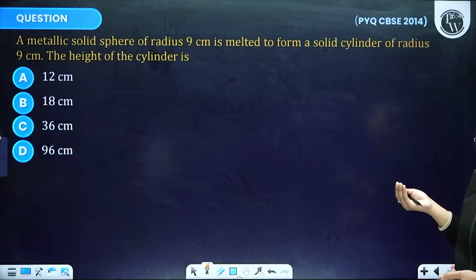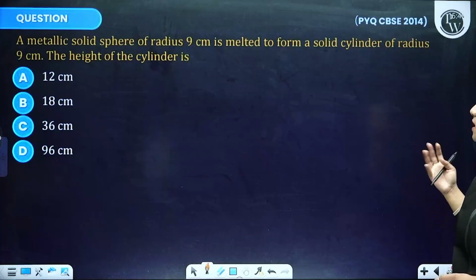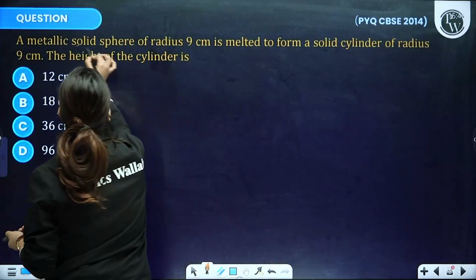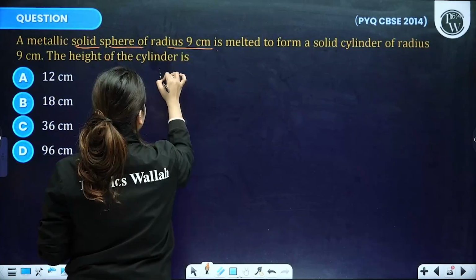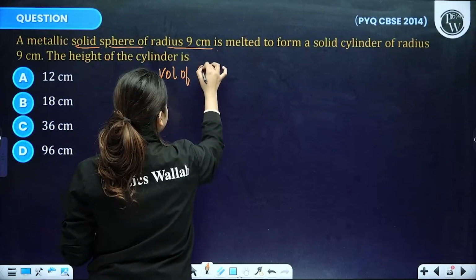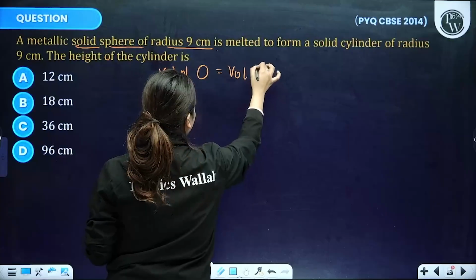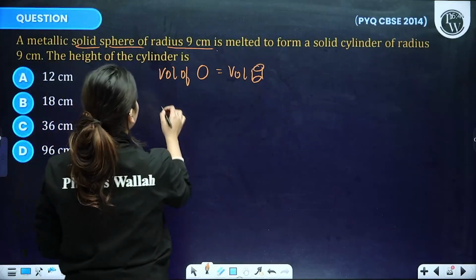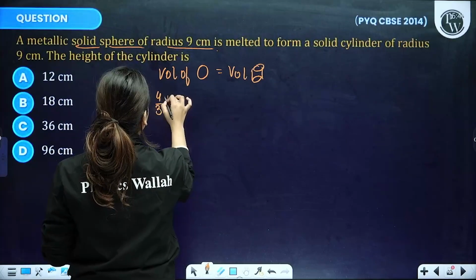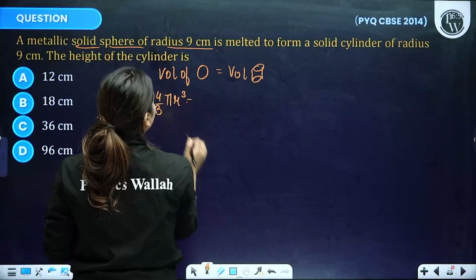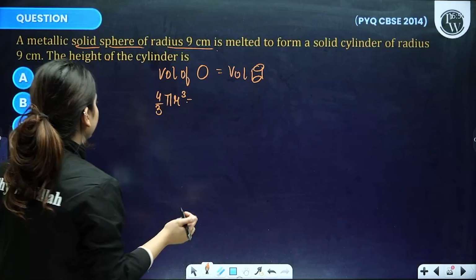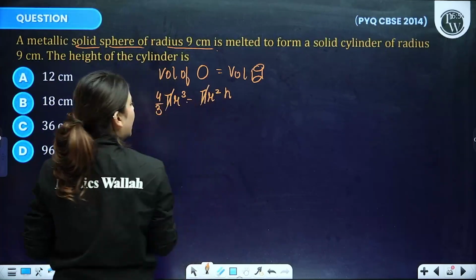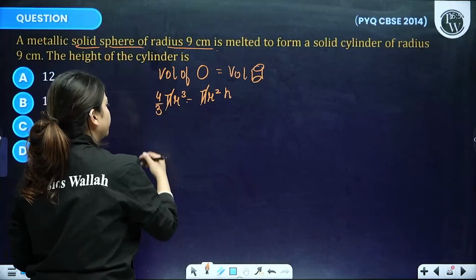A metallic solid sphere of radius 9 centimeter is melted to form a solid cylinder of radius 9. Find the height of the cylinder. So it's a metallic solid sphere, radius 9. We know that the volume of sphere will be equivalent to the volume of cylinder. Volume of sphere is given by 4 by 3 pi r cube is equal to volume of cylinder, and the volume of cylinder is given by pi r square h. Pi and pi will get cancelled out.